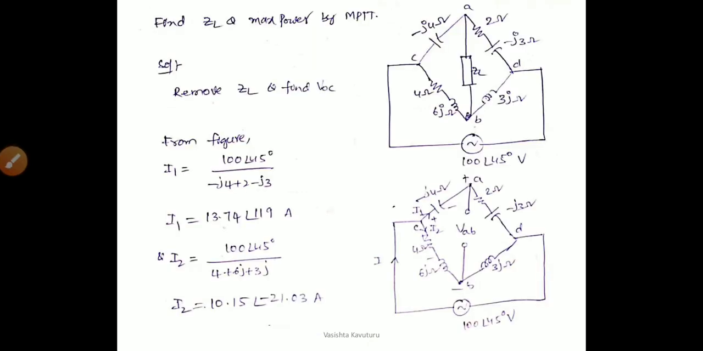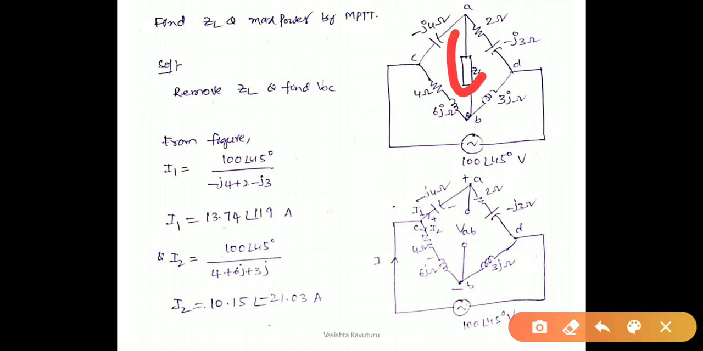So second problem, find the load impedance and maximum power by maximum power transfer theorem. Here it is a bridge circuit and load impedance is connected at the terminals A and B. So we have to simplify this given circuit into Thevenin equivalent circuit. For that we have to remove this load impedance to form an open circuit, and we have to calculate the voltage in the open circuit.